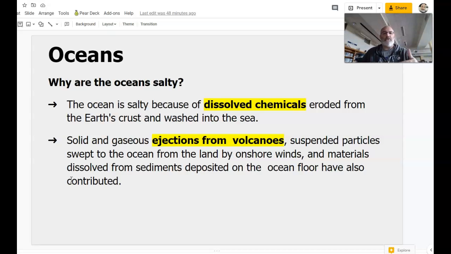Now, there are some other reasons why the oceans are salty, and you can see that in bullet 2. Sometimes you've got ejections from volcanoes that can end up in the oceans, and that adds chemicals, making it salty. Sometimes there are suspended particles that are pulled into the oceans by winds. But easily the most important reason why the oceans are salty is because water is constantly dissolving chemicals in the crust and eroding them into the oceans.